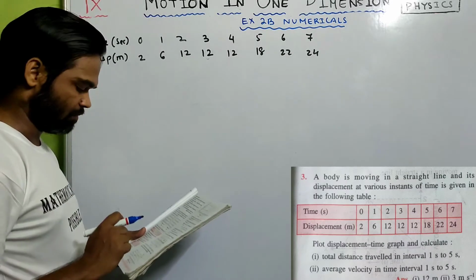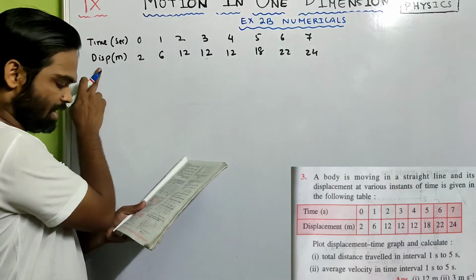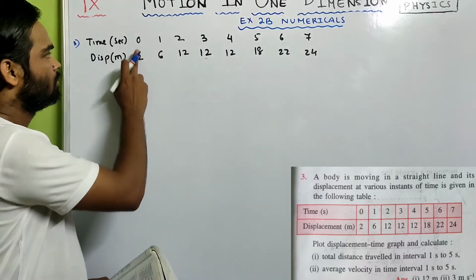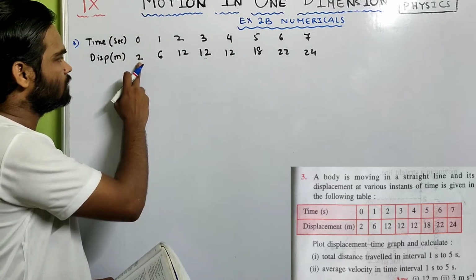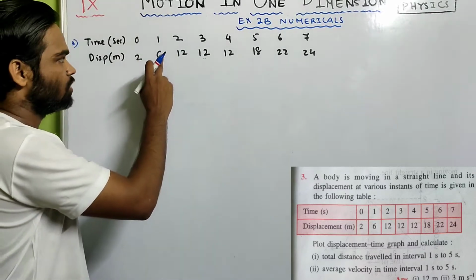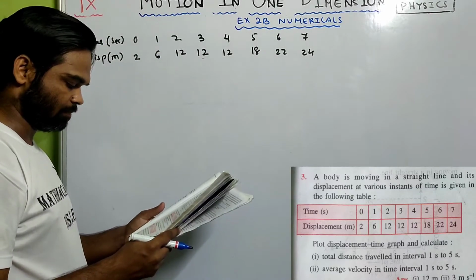Now look at number 3. A body is moving in a straight line and its displacement at various instants of time is given by the following table. Time was 0 seconds, the displacement was 2 meters. When the time was 1 second, the displacement was 6 meters. Like this, they've given the table. You can see in this question.